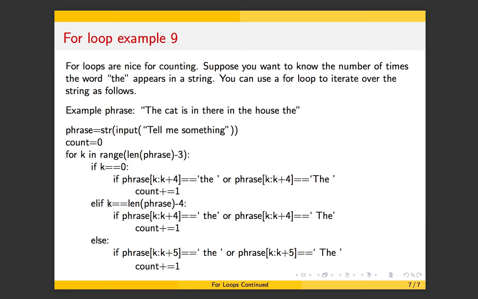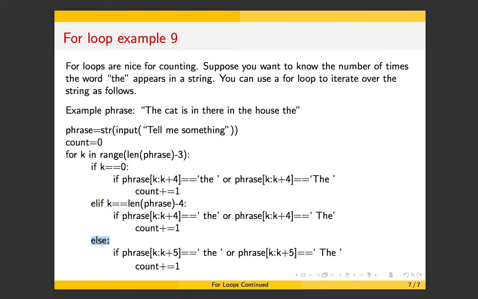Otherwise, if k equals, now what's happening here? I'm going all the way to the end of the string, length of phrase minus 4. I don't want to look literally at the last character, because there's not enough space there to get a space, T-H-E. So I back my way up by 4 slots, and I again just check: do I see a space, T-H-E, or do I see a space, capital T-H-E? And if I do, up the count by 1. So this first if just detects if there's a "the" at the front. This else if detects if there's a "the" at the end.